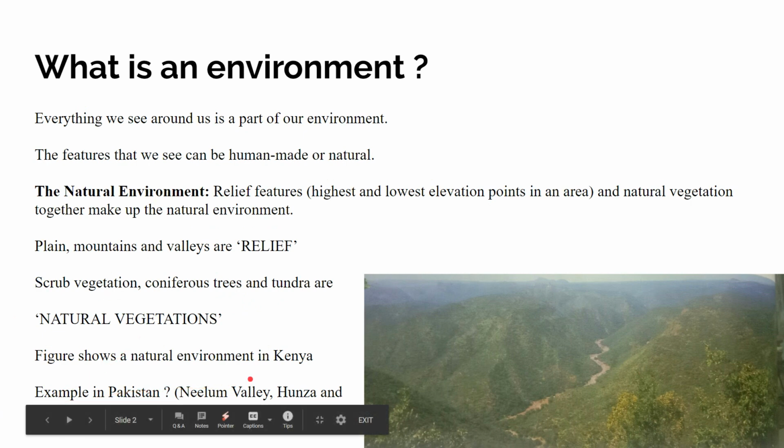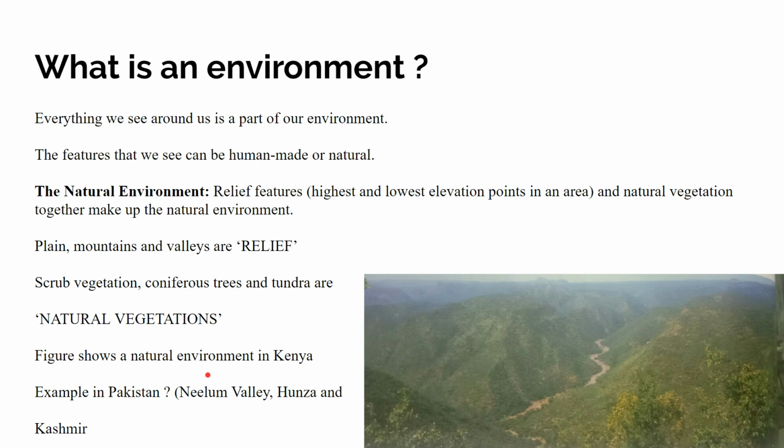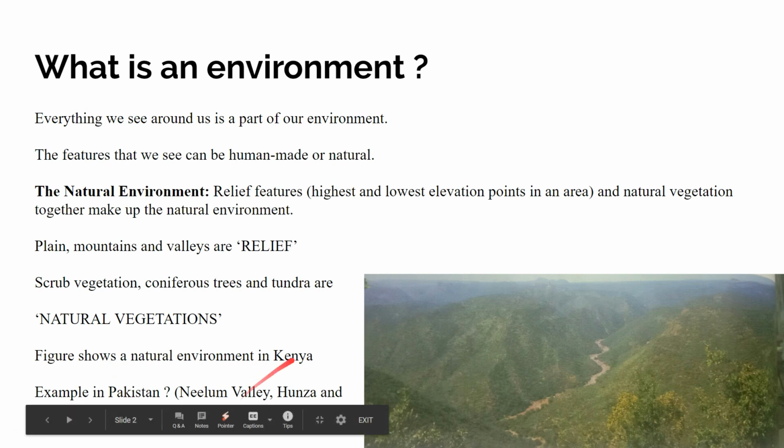Now this figure shows the natural vegetation in Kenya. Now, do you know any natural environment in Pakistan which can still be classified as a purely natural environment? So yes, we have Neelam Valley, we have Hunza.